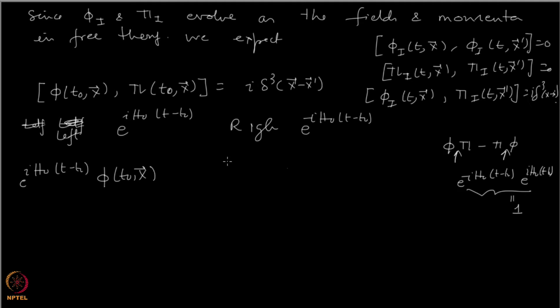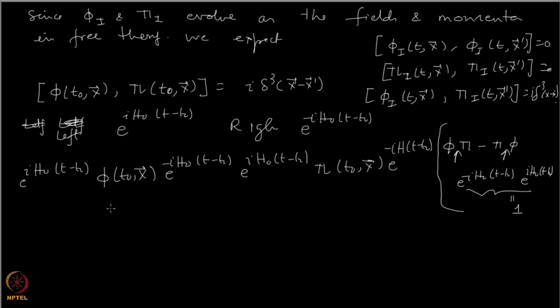Okay, then I will insert this h naught (t minus t naught), h naught (t minus t naught). Then you have the factor of pi. Okay, and then on the right you have multiplied with this one, so you get this. Okay, and minus the same thing with phi and pi interchanged. Okay, now you see this factor here, that's precisely phi I.